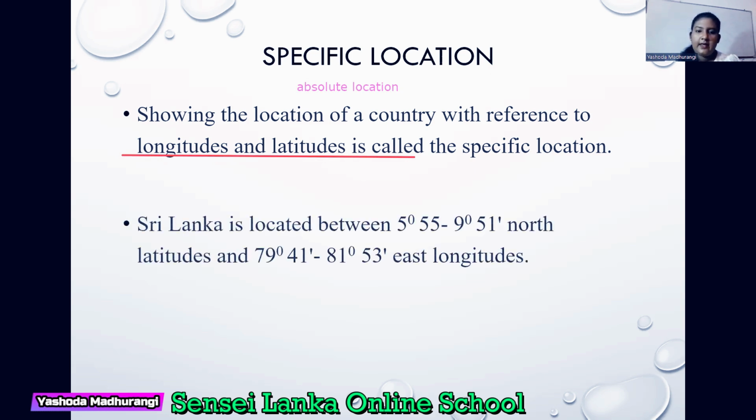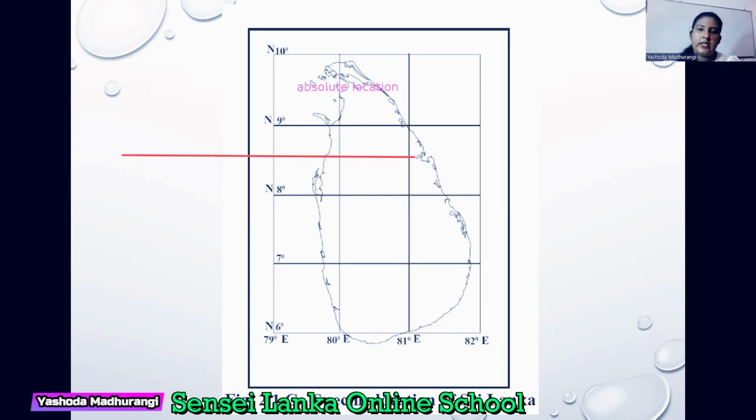Here you can see the specific location of Sri Lanka. The numbers are given. You can compare it with the earlier map I explained to you. And also it is here. So you can compare and find what are the longitudes, what are the latitudes. That is a specific location.